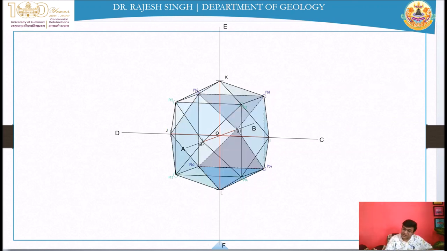So likewise, this is the clinographic projection of the tetrahexahedron, and this is the cardboard model of the same.